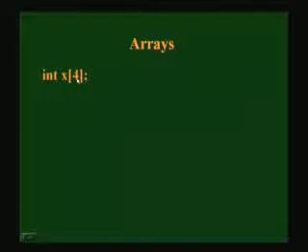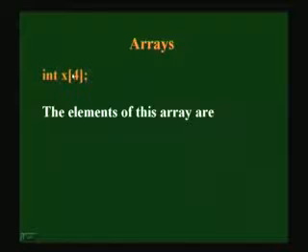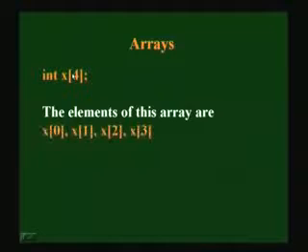That means we can put 4 different values into this array. There are 4 different elements in this array: x0, x1, x2 and x3. Remember, it starts from 0. That's special, so remember this always. When you dimension an array as 4, it basically ends at 3 because the counting starts from 0.